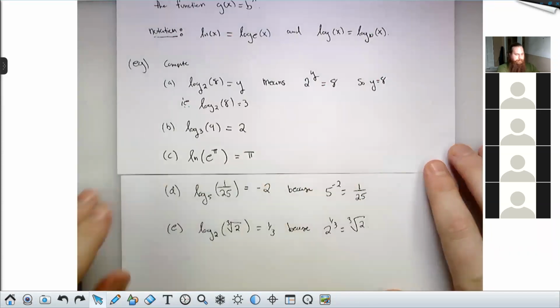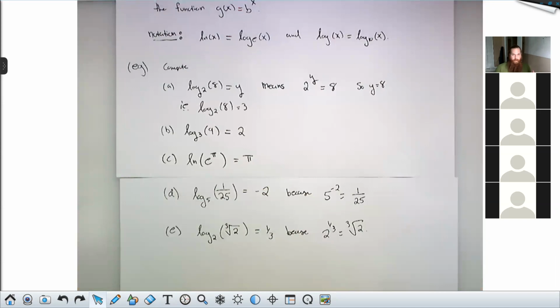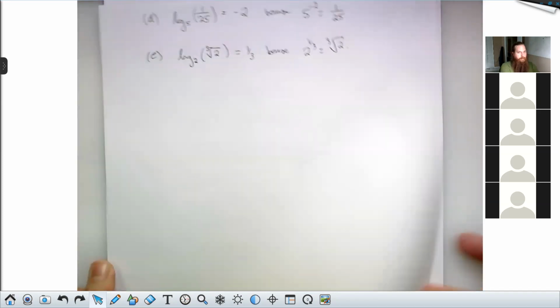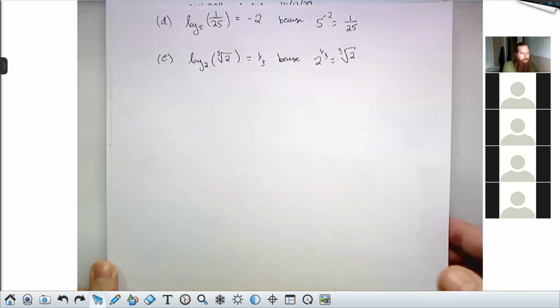Okay. So this is just evaluating logarithms, right? Just figuring out if I plug in some number to a log, how do I figure out what the log outputs? Graphs. And then some log properties.